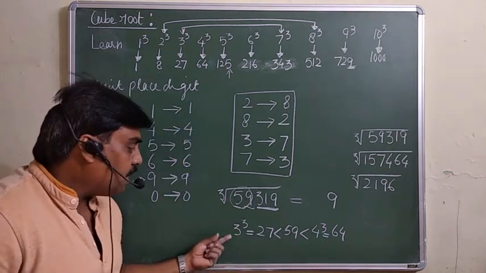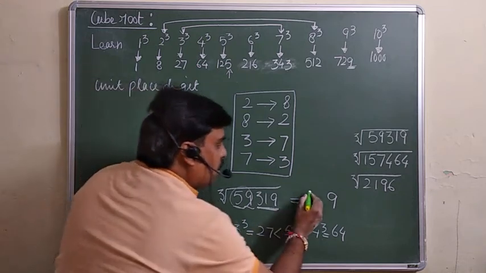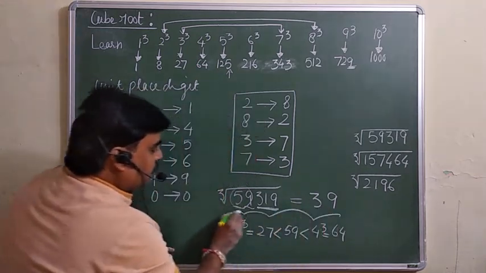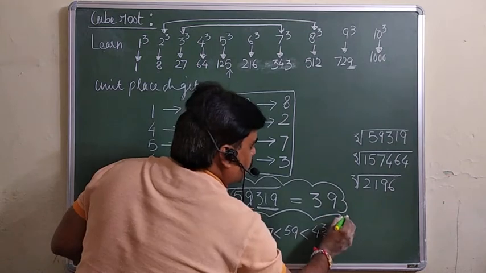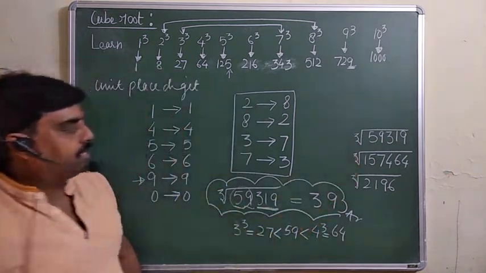So what do you have to do? Take the smallest number. Here it is 3. So the cube root of this number is 39. This is the shortcut. Have a look. Then we will discuss the rest.